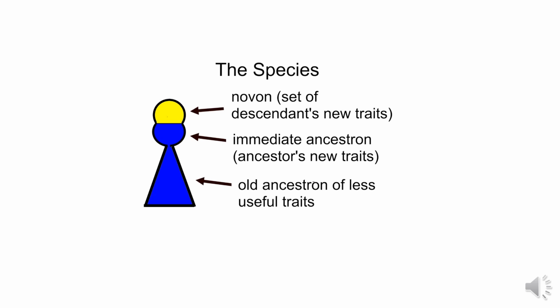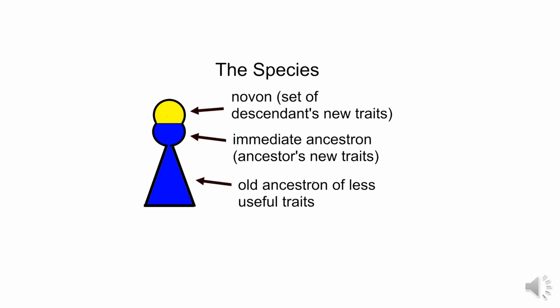A species is here divided into two parts. The novan is the set of all the new traits developed during speciation. The novan prepares the species for insertion into a different ecological niche.